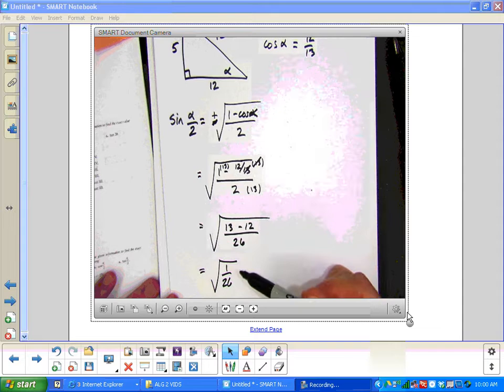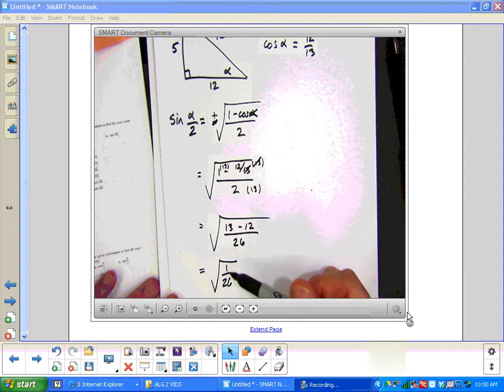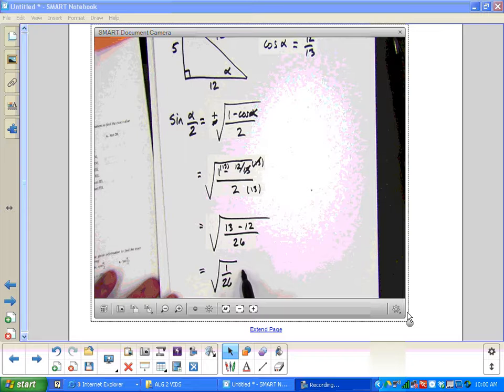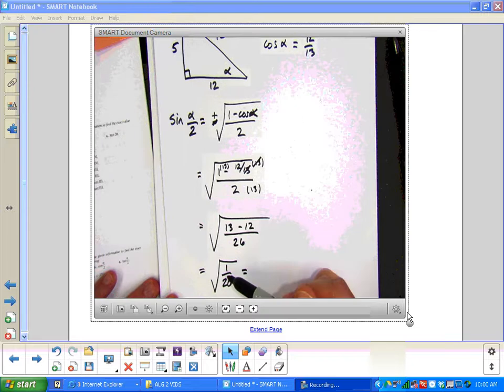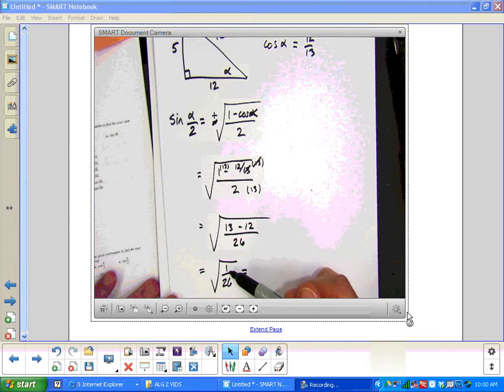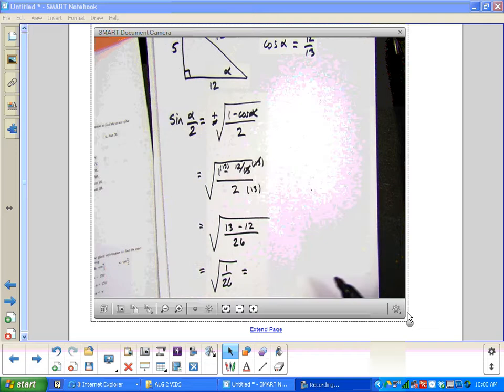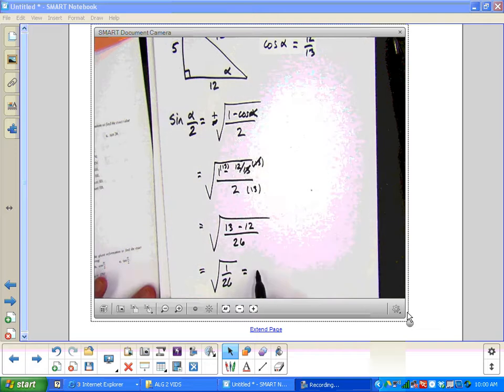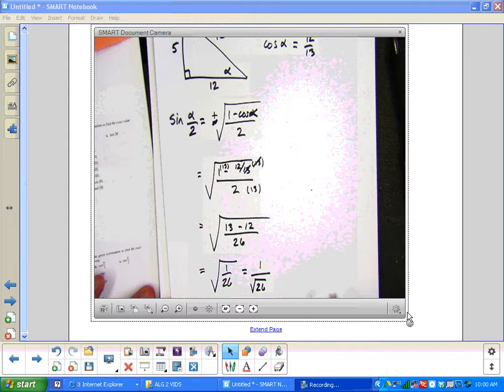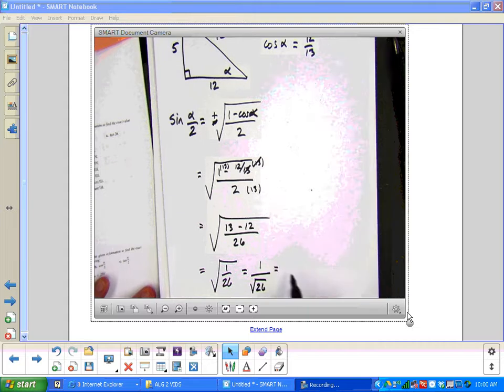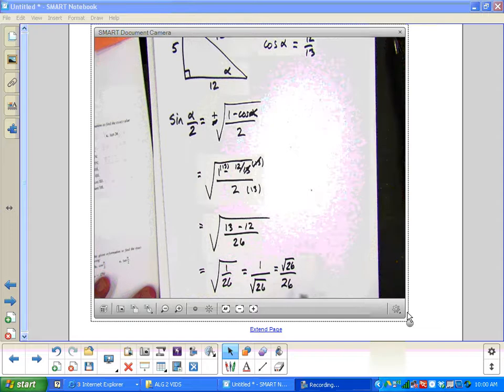Now, with the fraction, we just do the square root of the numerator and the square root of the denominator. Now, what happens on these? The numerator, for some reason, I can't figure out why, I wish I could, it always comes out a perfect square. I think it's because you're using triples, probably. But that's just going to be 1. Now, 26, I don't think we can simplify that. It's just square root of 26. So rationalized, it's going to give me square root of 26 over 26.